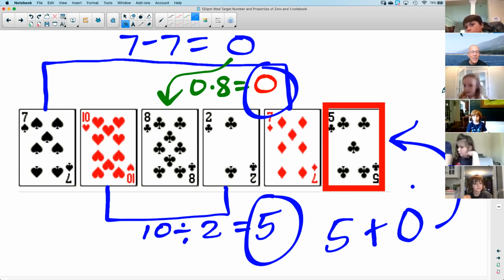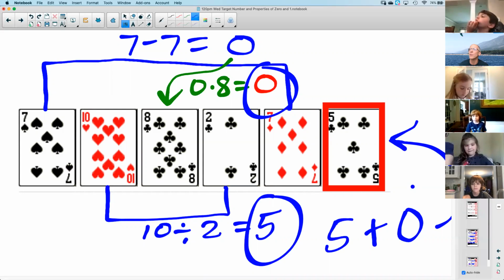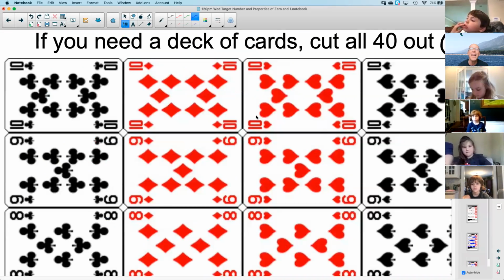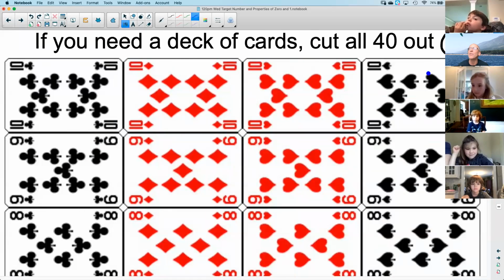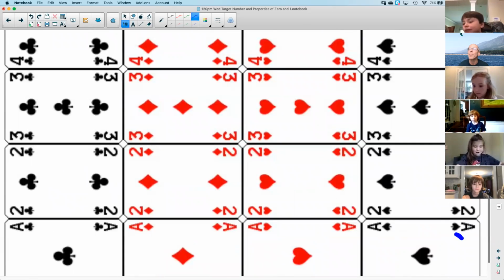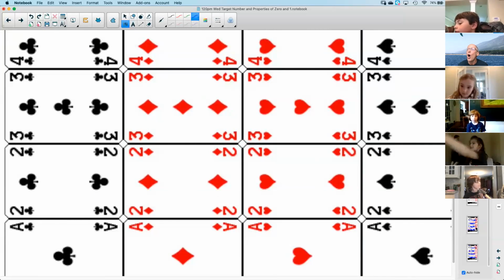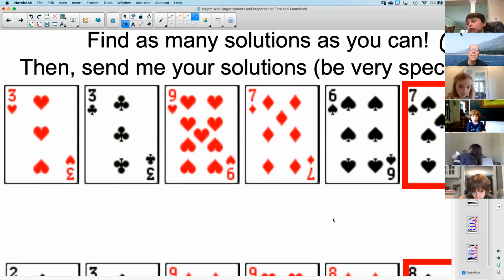I want to thank the mathletes for doing this. Now, guys, some of you are going to say, Mr. Kramer, I don't have cards at home. Well, guess what? I made you a deck of cards. It's in your packet on page 5. It is a deck of cards, and you could cut out the cards to play this game. I also gave you a whole bunch of practice problems and answers so you can do this. Get going and have some fun.